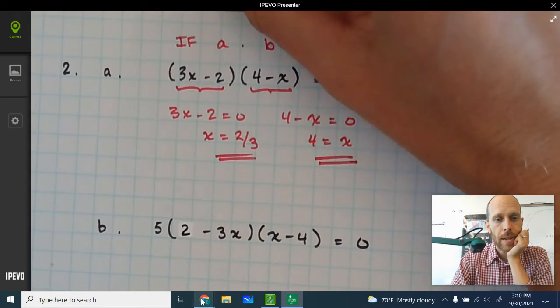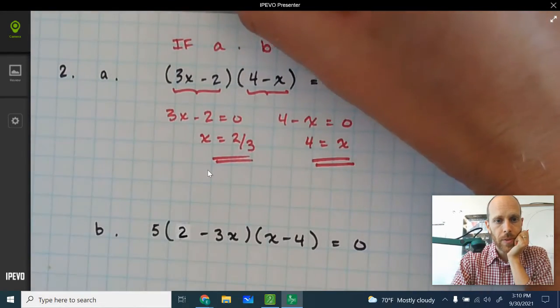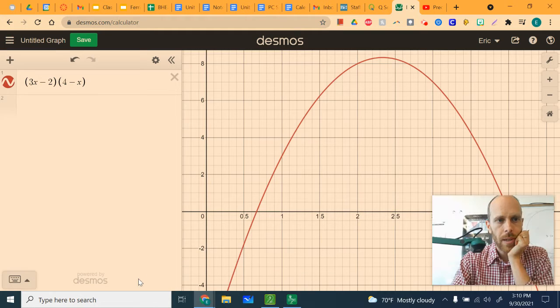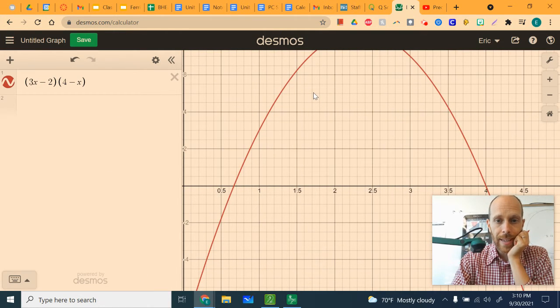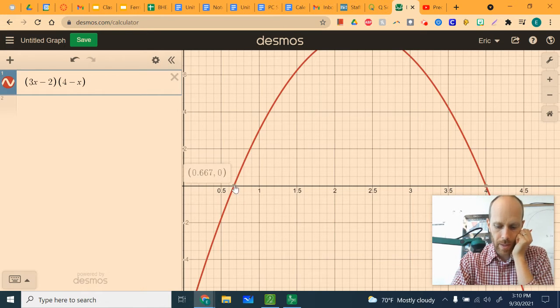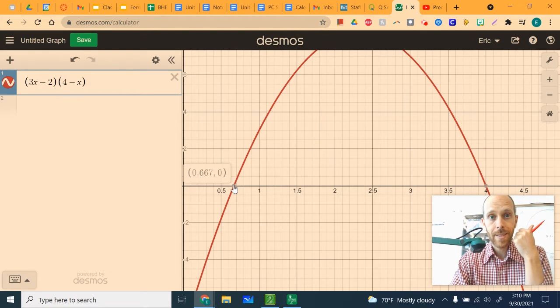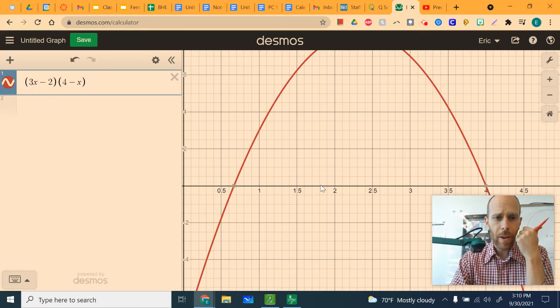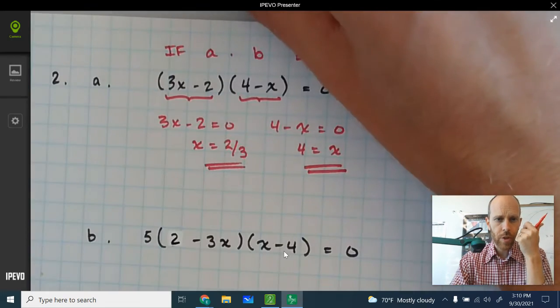Now, if we take a look at Desmos, I put this into an equation, and you'll notice that sure enough, it hits 0. Here's the 0 line at two different places. One of them is here at 4, and the other one is here at 2/3 or 0.667. Cool. Now, if you look at the next problem that I gave you, I did two things.